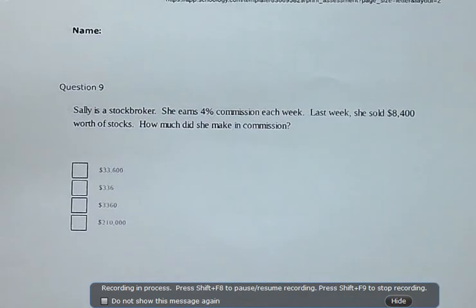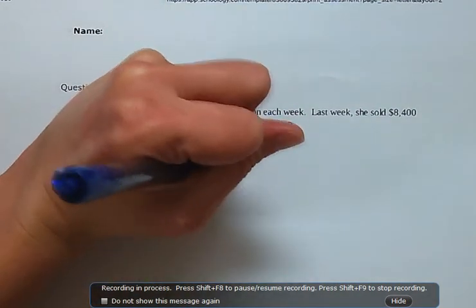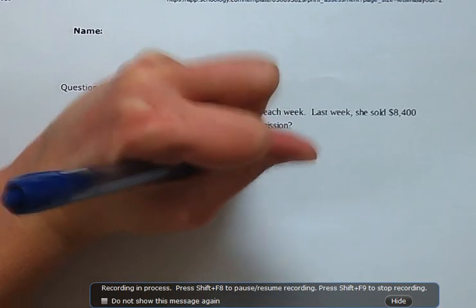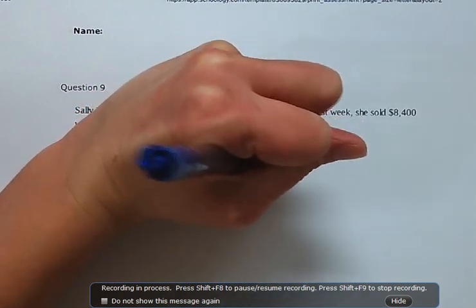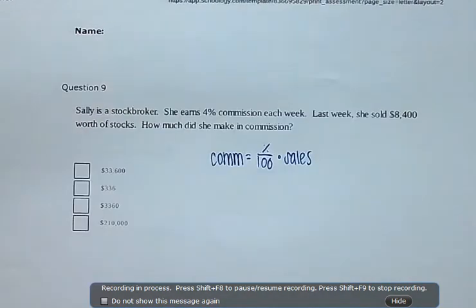Number 9 says Sally is a stockbroker. She earns 4% commission each week. Last week, she sold $8,400 worth of stocks. How much did she make in commission? So commission is another application of percent, kind of works the same as tax. Our commission is equal to our percent commission over 100 times the amount that you sold, so your sales. So when somebody earns commission, they get a percent of what they sell back, and they earn that as their income.